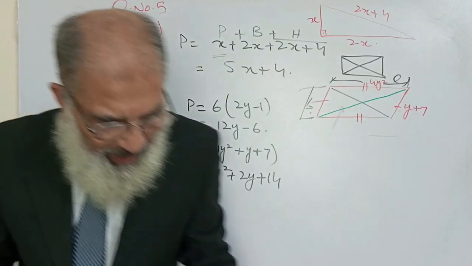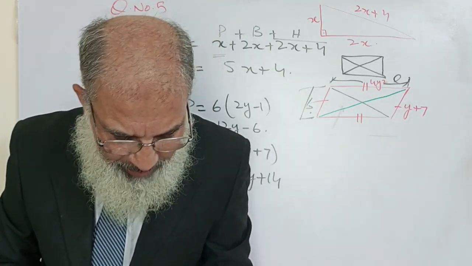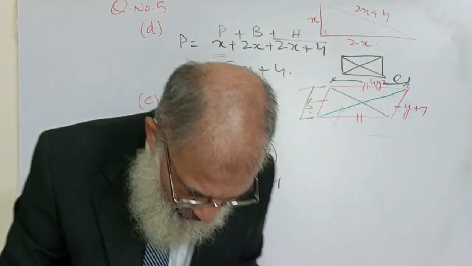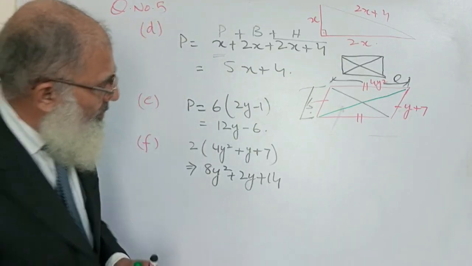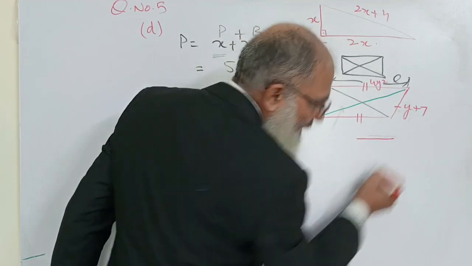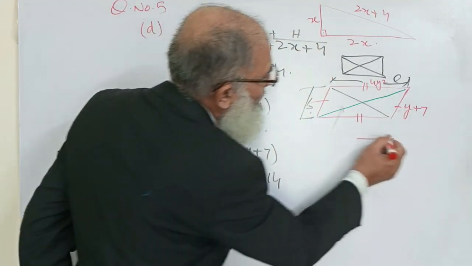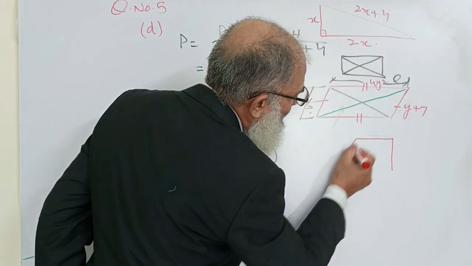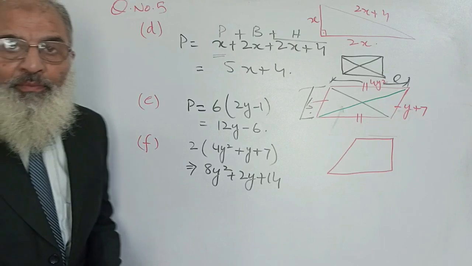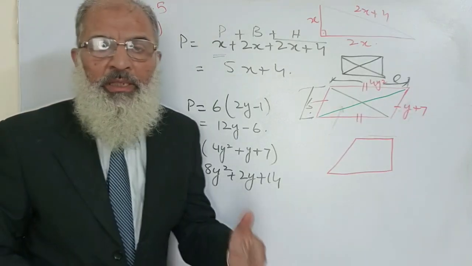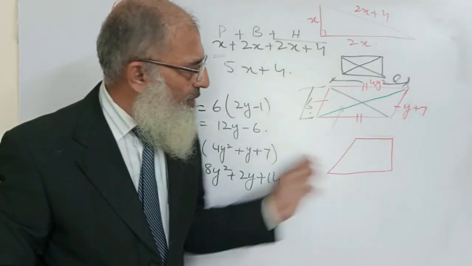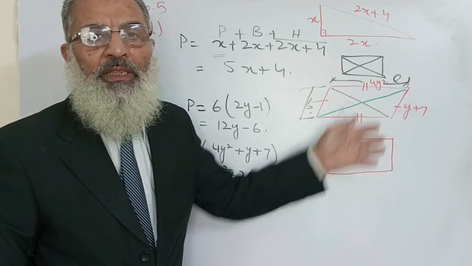Part G is just like part A. I'm going to skip this and proceed to the last part, and that is H. It is an irregular trapezium. Now this is a quadrilateral. Quadrilateral means a figure with four sides. This is a figure with four sides and none of the sides is equal.